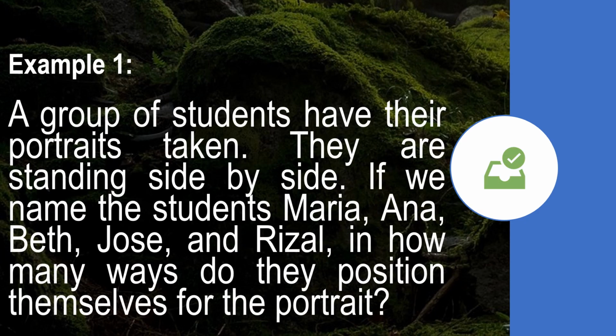Let's have an example. A group of students have their portraits taken. They are standing side by side. If we name the students Maria, Anna, Beth, Jose, and Rizal, in how many ways do they position themselves for the portrait? Dito sa case natin na to, ano ang value ng ating n? So, ang value ng ating n ay 5. Bakit? We have Maria, Anna, 3, 4, 5. So, ang value ng ating n ay 5.